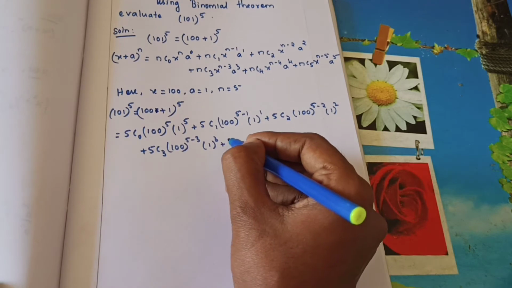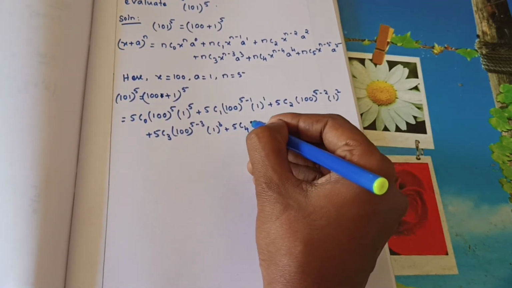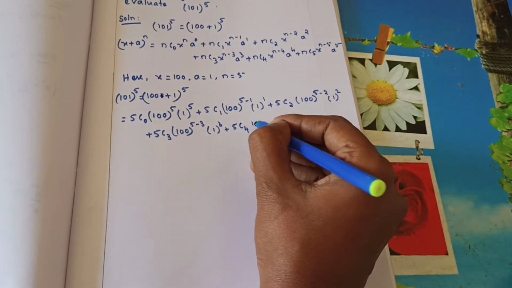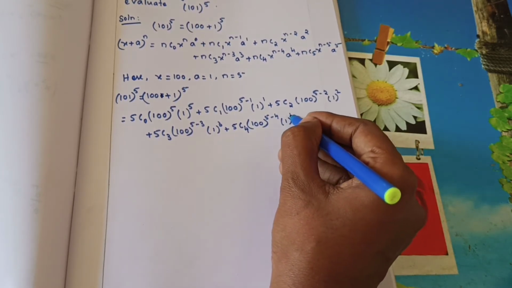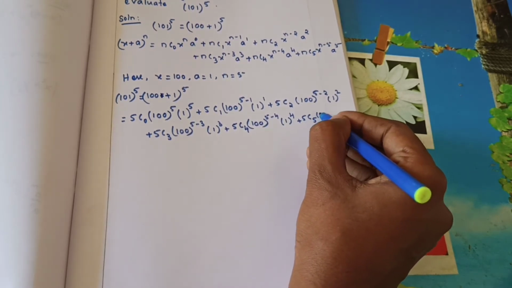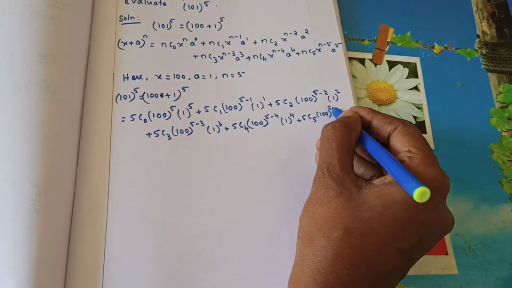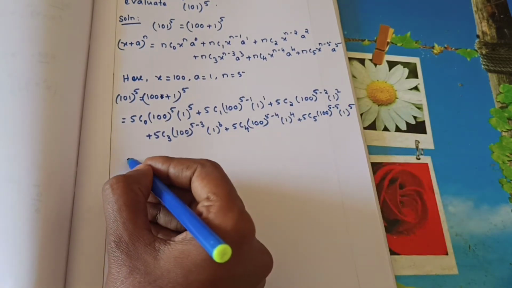Then nC3, that is 5C3 times 100 to the power 5 minus 3, times 1 to the power 3, plus nC4, is it right? nC4 means 5C4 times x to the power n minus 4, that is 100 to the power 5 minus 4, times 1 to the power 4. Then nC5, that is 5C5 times 100 to the power 5 minus 5, times 1 to the power 5. Now simplify.